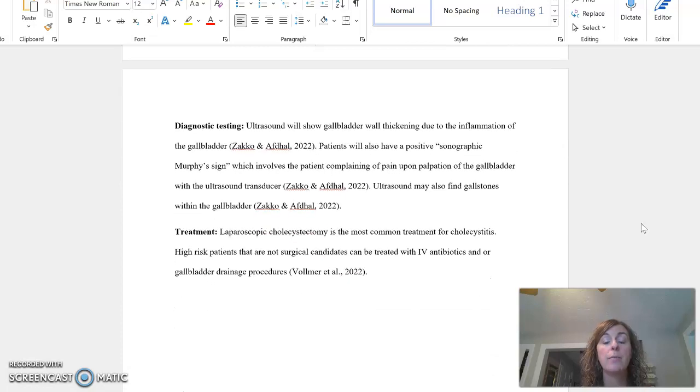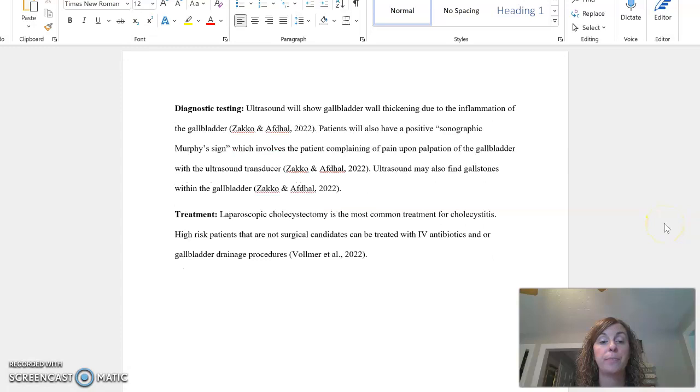Diagnostic testing, patients can have ultrasounds, and that will show gallbladder wall thickening from the inflammation. Patients will also show a positive sonographic Murphy sign, and that's when the ultrasound technician is palpating the gallbladder with the ultrasound transducer, and upon the pressure that's felt from the transducer, the patient will report feeling pain. Ultrasound can also identify gallstones within the gallbladder.